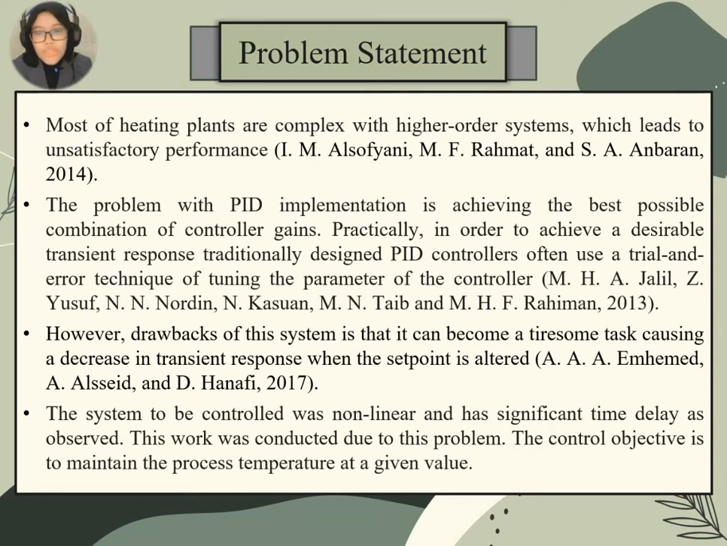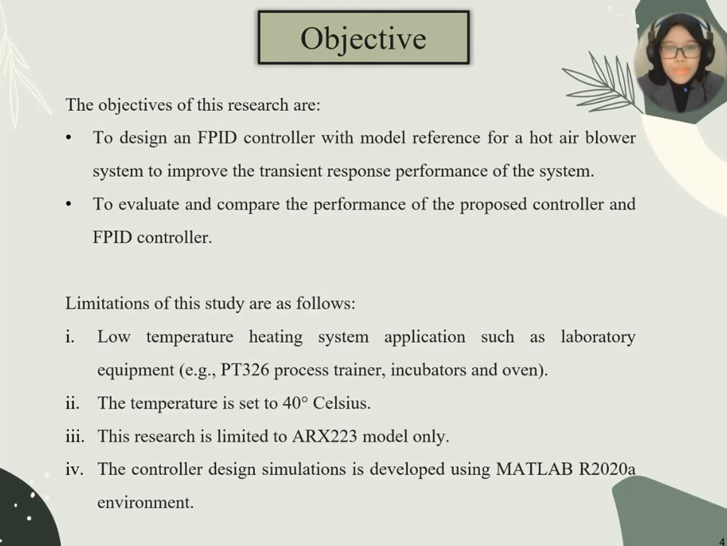Practically, in order to achieve a desirable transient response, traditionally designed PID controllers often use trial and error technique of tuning the parameter of the controller. However, the drawback of this is that it can become a tiresome task, causing a decrease in transient response when the set point is altered. The system to be controlled was nonlinear and has significant time delay as observed. This work was conducted due to this problem. The control objective is to maintain the process temperature at a given value. Next, we will go to objective.